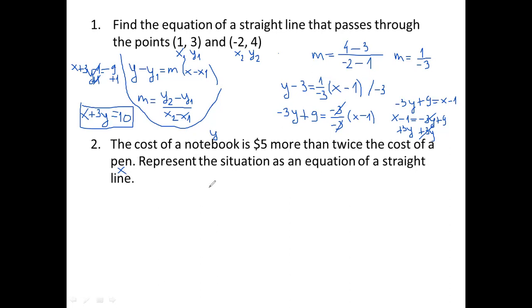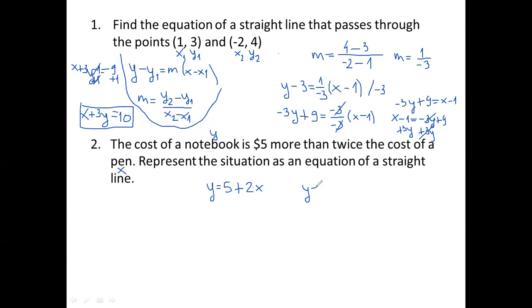So how to write the equation? The cost of the notebook, it says is $5 more. So 5 plus, because $5 more means 5 plus. Then twice the cost of the pen. So twice means 2 times the cost of the pen, and the cost of the pen is x. So this is just the equation that we need. So y equals 5 plus 2x.